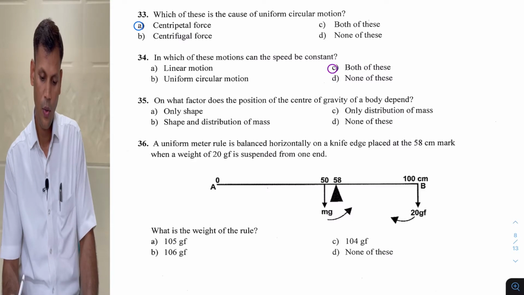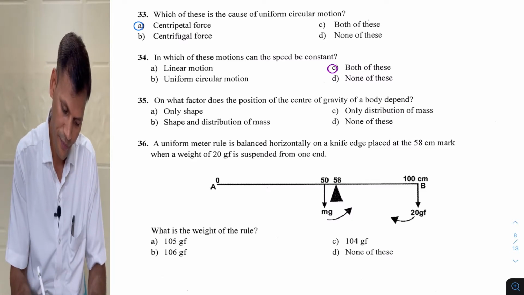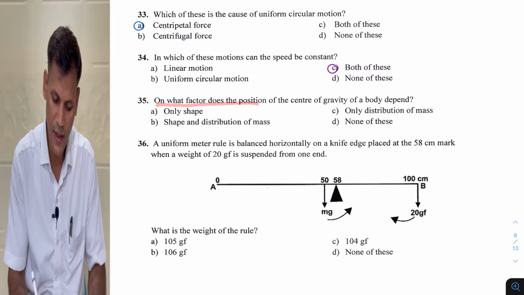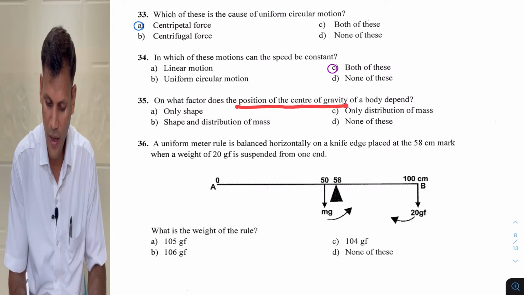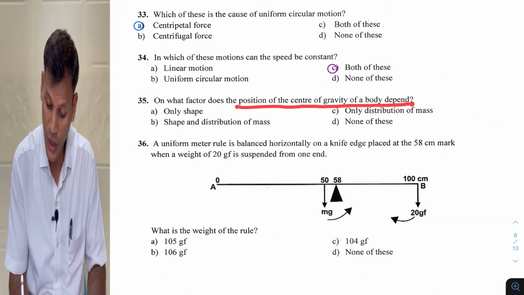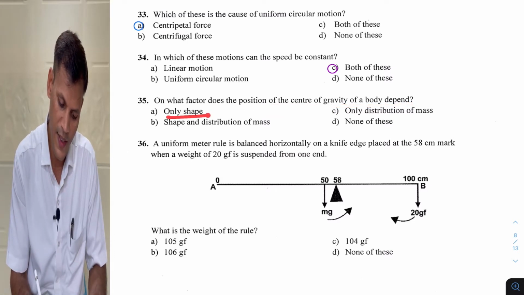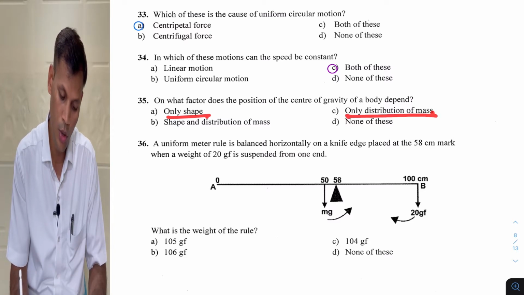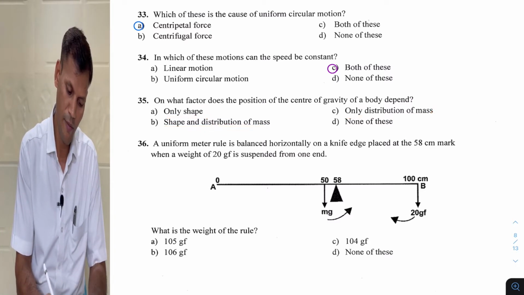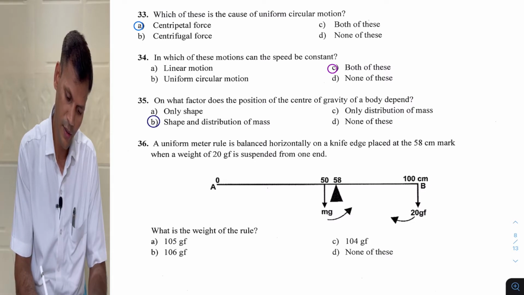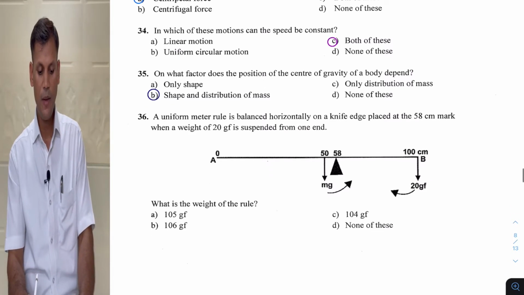Next is question number 35. On what factors does the position of center of gravity of a body depend? On what factors will it depend? Only shape? No. Only distribution of mass? No. Shape and distribution of mass? Of course it will depend.